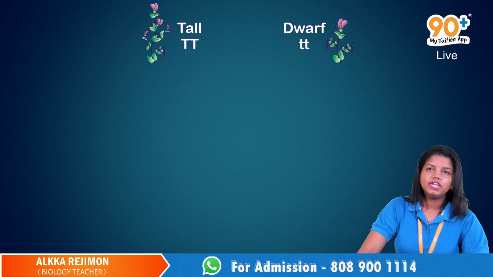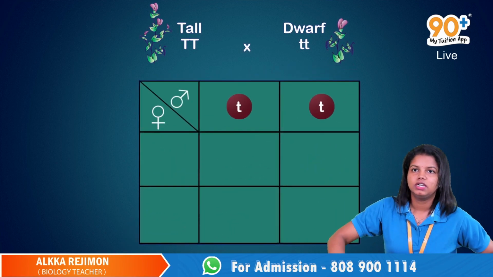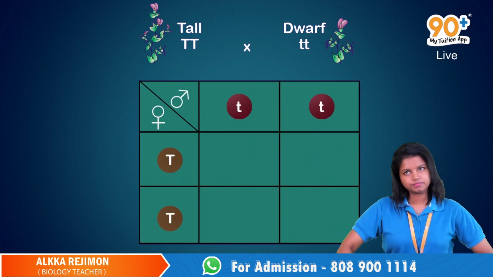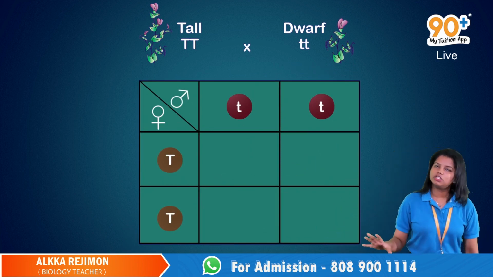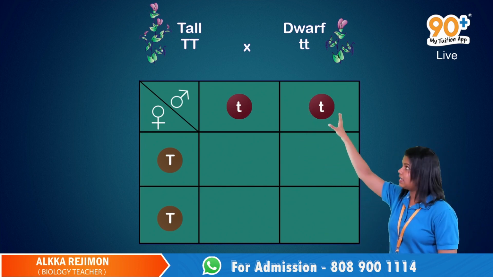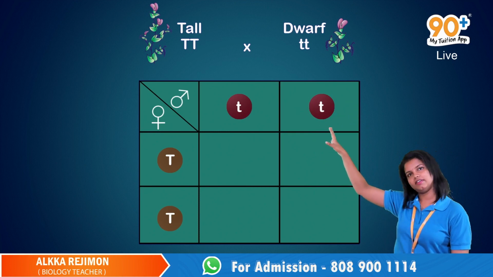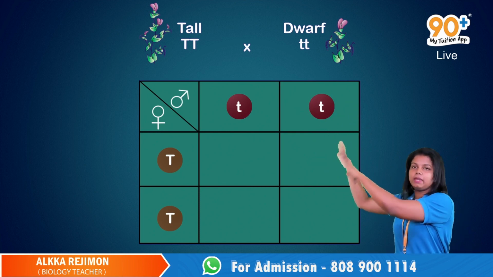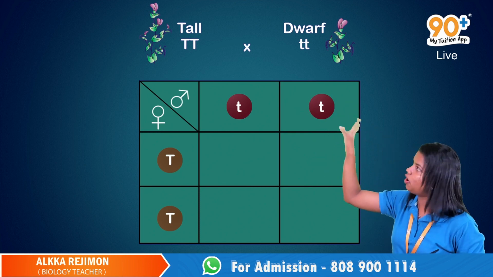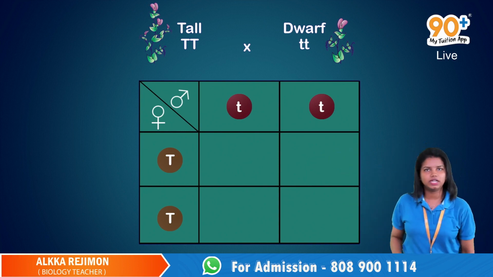Yes, so here you can see the first step is cross pollination. Pause it, sir. The first step is cross pollination. So you can see the first character, which is capital T and then small t is taken, right? So a tall pea plant is crossed with a dwarf pea plant. That is the first step, the cross pollination step.